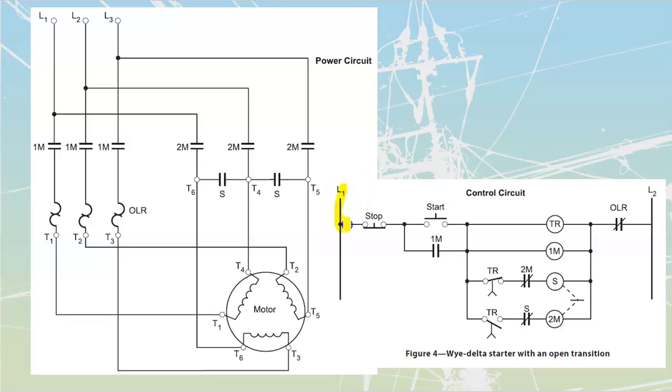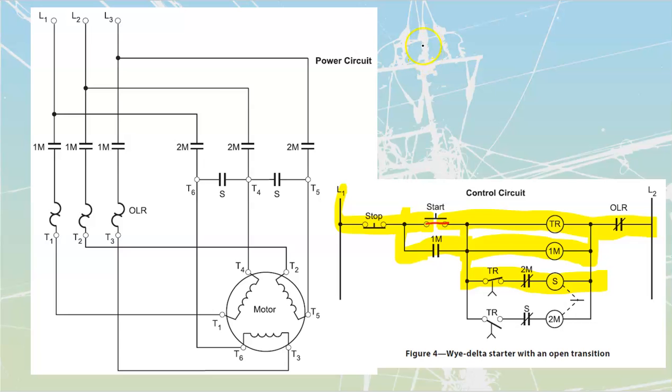We'll start by saying this is as far as power can get through normally. At the instant that I close my start switch, I'm then going to be able to pass power through to my TR. And I'm also going to be able to pass power through to my 1M, which is going to seal me in. And I'm also going to pass power through to my S.